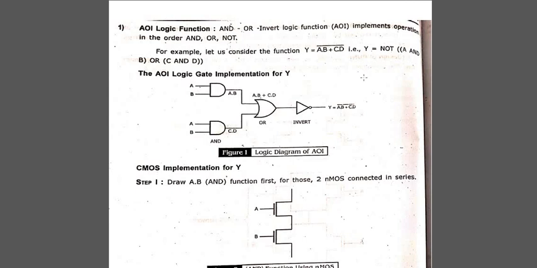For example, the first example I am considering is Y equals A into B plus C into D, the whole bar. You have to take the whole bar. First you have to get this equation, then do the whole bar. First draw the logic diagram for the equation. In words, Y equals NOT of A and B, that is A into B, OR C into D. The bar means the inverter.